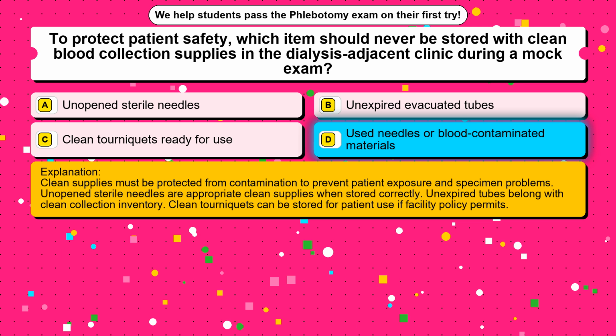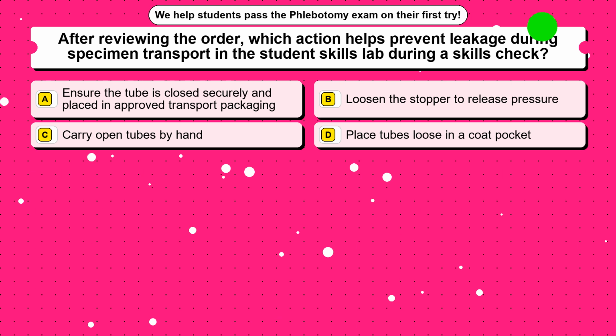Question 88. After reviewing the order, which action helps prevent leakage during specimen transport in the student skills lab during a skills check? Option A. Ensure the tube is closed securely and placed in approved transport packaging. Option B. Loosen the stopper to release pressure. Option C. Carry open tubes by hand. Option D. Place tubes loose in a coat pocket.